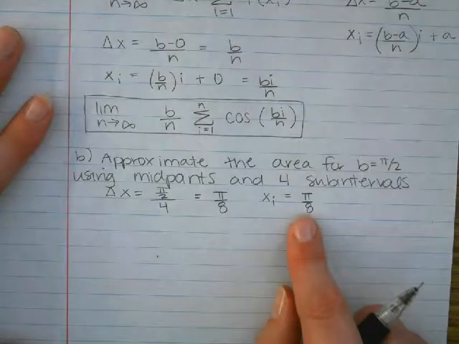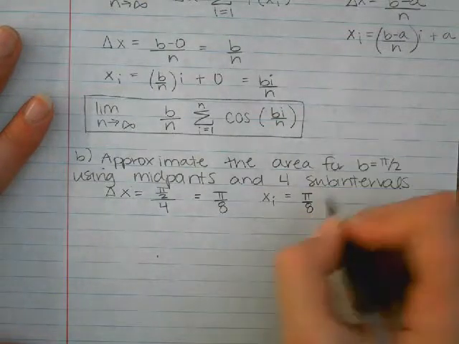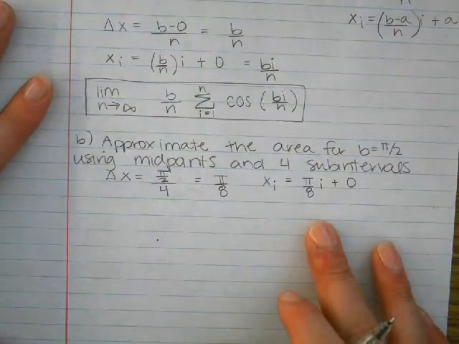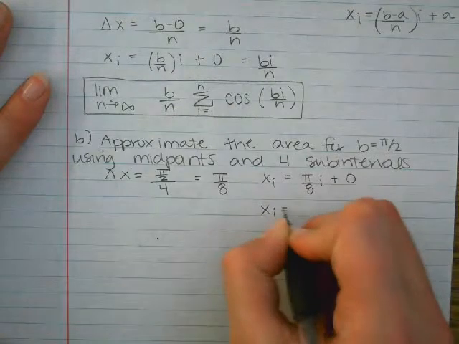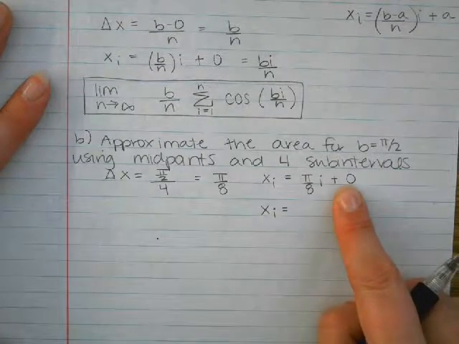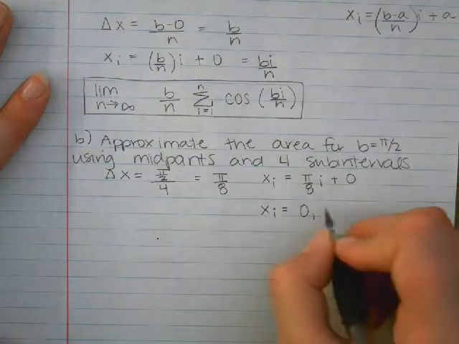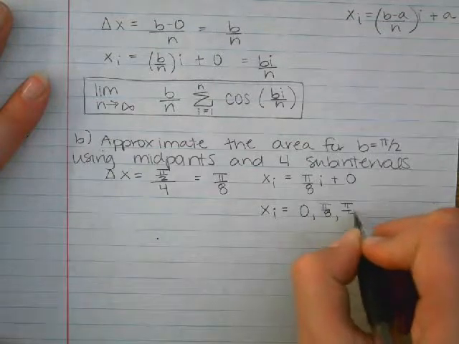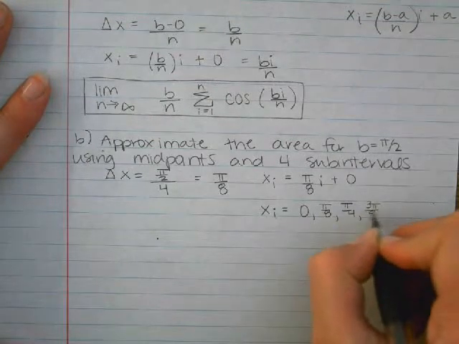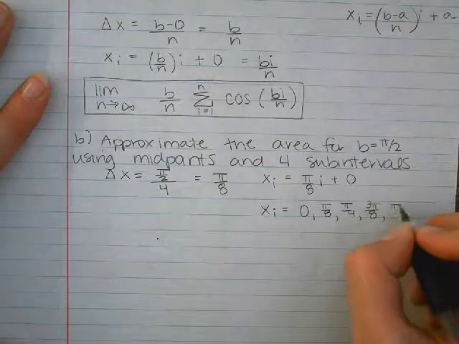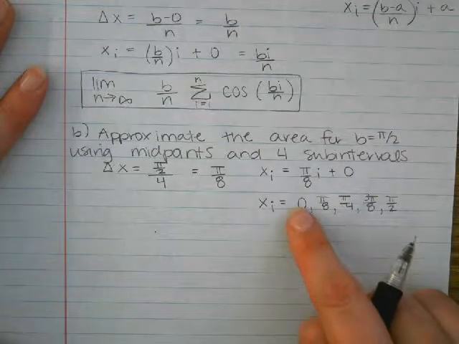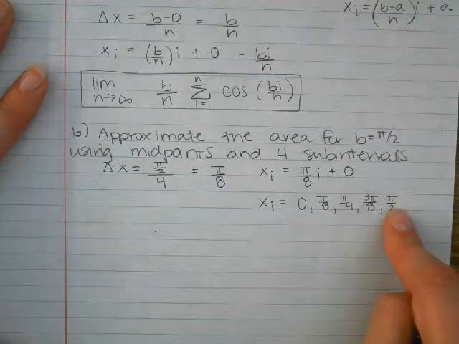And then to figure out our subintervals, we have pi eighths times i plus 0. So our actual xi values start at 0 because that's the lower end. Then pi eighths, 2 pi eighths would be pi fourths, 3 pi eighths, and then 4 pi eighths would be pi halves. So we started at 0, and the pattern was to continue adding pi eighths until we get to the end. You see how that works? We just kept adding it.